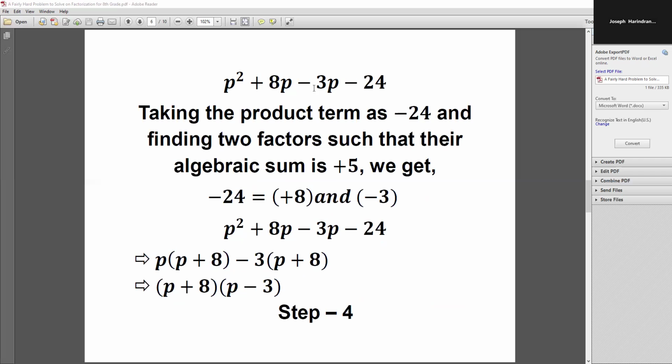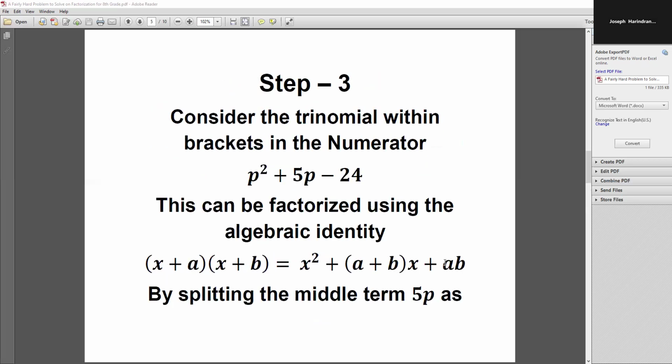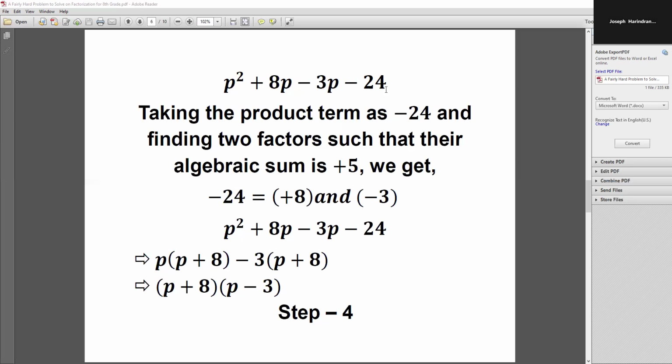How did we get this 8 and 3? Let us see that. Taking the product term as minus 24, that is the ab in the identity, and finding two factors such that their algebraic sum is plus 5. By algebraic sum, we mean we take into consideration the plus and minus signs. We add the two factors and the resulting sign should be positive. We put the sign of the greater number as plus. That is what it means.